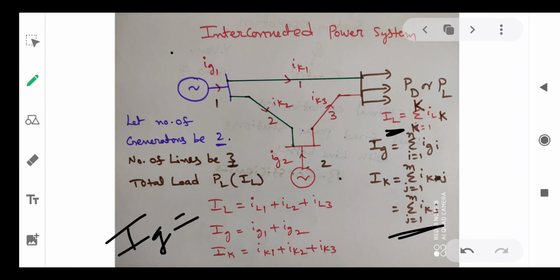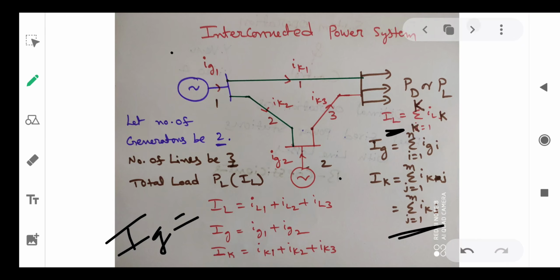Suppose generator 1 is feeding the entire load, then generator 2 is off. Or generator 2 is feeding the entire load, then generator 1 is off. Then also the currents through the transmission lines are injected by the generators, Ig1 and Ig2. Anyhow, Ig1 plus Ig2 equals Ik, the total current through the transmission lines.